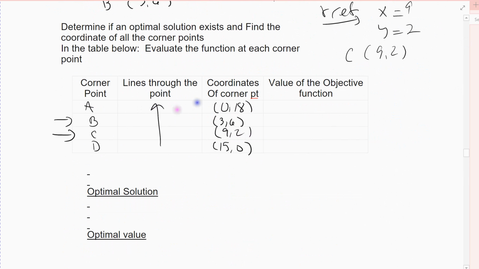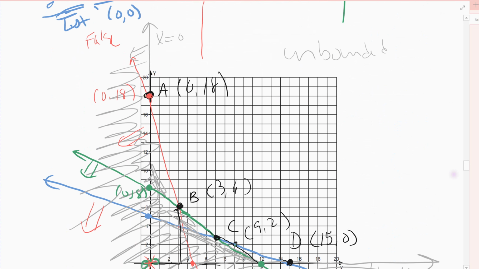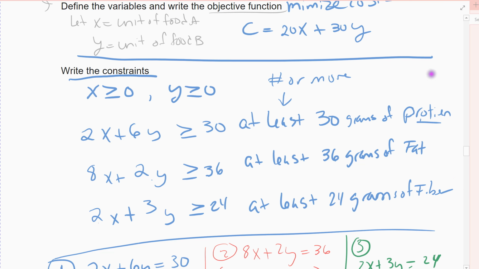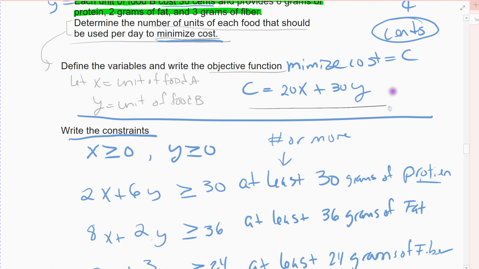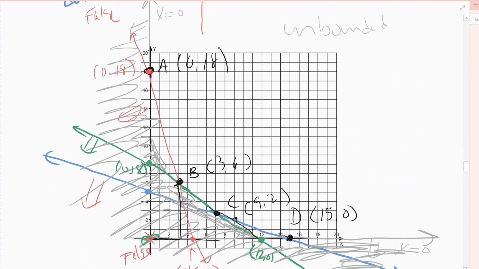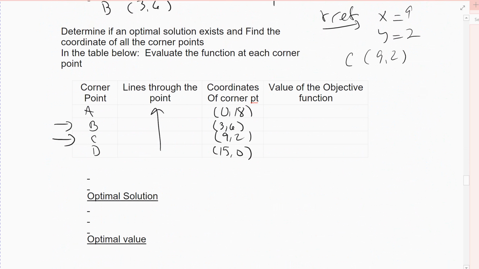And since I did my work above, I'm not going to write the equations out. Alright, so there are my corner points. 0, 18, 3, 6, 9, 2, and 15, 0. Right, now I go back and get my objective function, so I'm going to write my objective. So my objective was to minimize cost, and there's my cost equation. So 20x plus 30y. Alright, so cost equals 20x plus 30y. And we want to minimize.